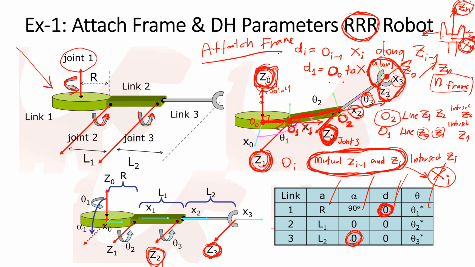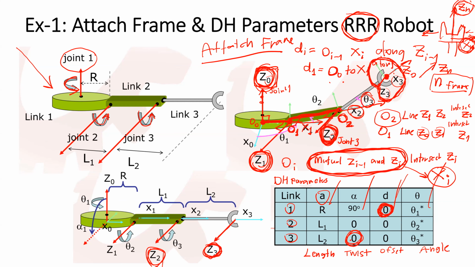The next step is to obtain the parameters of each link, the DH parameters. The DH parameter a is the link length, alpha is the link twist, d is the link offset, and theta is the joint angle.